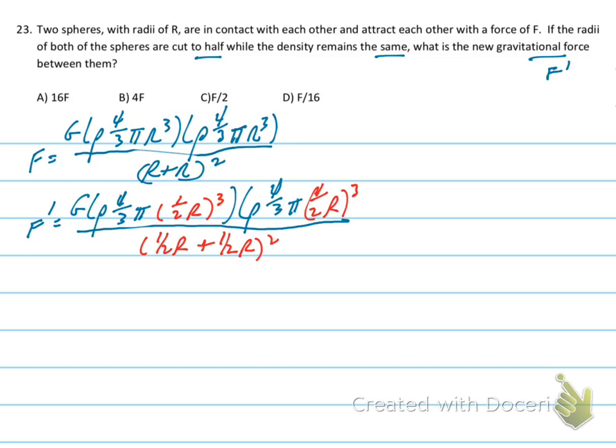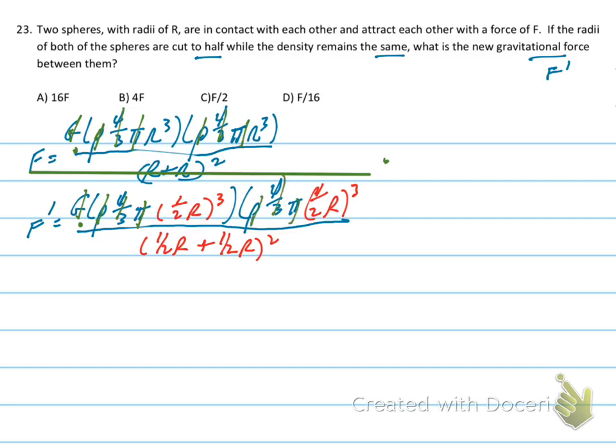we can actually divide one by the other. So by dividing one by the other, this G that's in the numerator will stay in the numerator, naturally. This one will be in the denominator because multiplication is the inverse of division. So this G would cancel out with this G. Rho 4/3 pi, same thing here, same thing here.